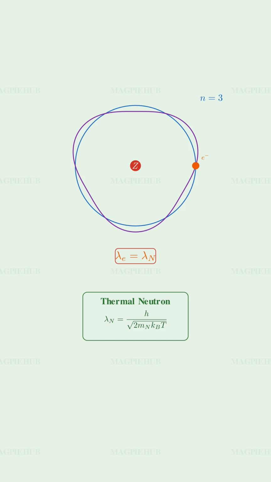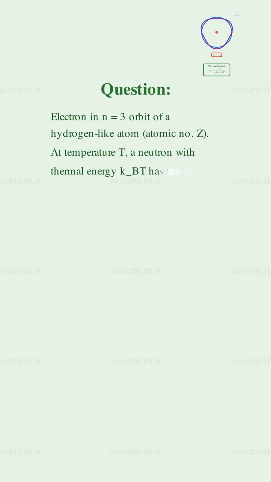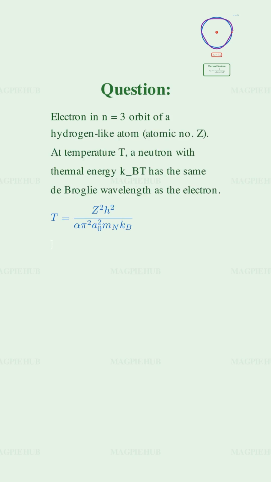Meanwhile, a thermal neutron at temperature T also has a de Broglie wavelength. The question asks us to find the temperature at which both wavelengths are equal. Here is the question. An electron is in the n equals 3 orbit of a hydrogen-like atom with atomic number Z. At temperature T, a neutron with thermal energy kBT has the same de Broglie wavelength as this electron. The temperature is given by T equals Z squared h squared divided by alpha pi squared a naught squared mn kB. Find the value of alpha.